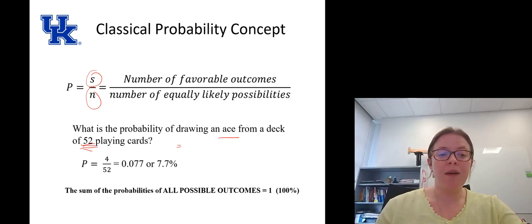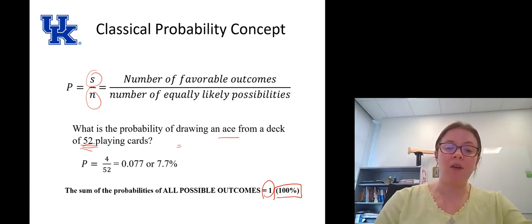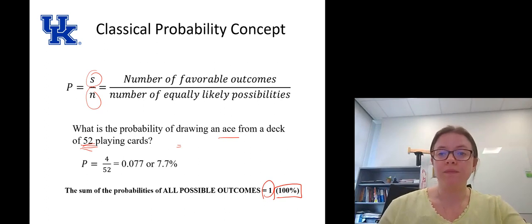The sum of the probabilities of all possible outcomes is equal to 1. Okay, so what that means is that the sum of all probabilities for drawing any given card from a deck of cards would ultimately equal 100%. You cannot have a negative probability, and you cannot have a total probability greater than 100%. Okay, so keep that in mind. If you ever calculate a negative or a value greater than 1 or 100%, you have done something wrong.